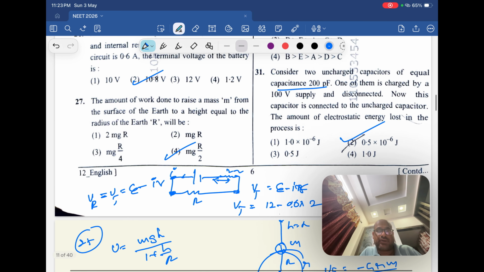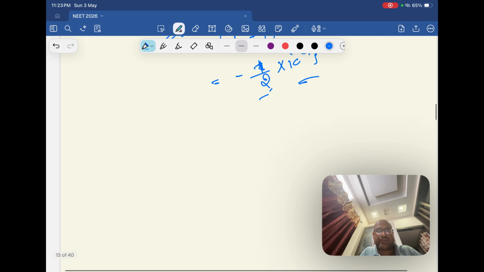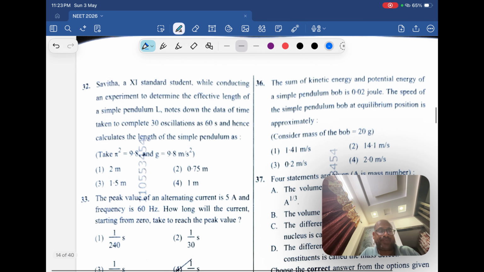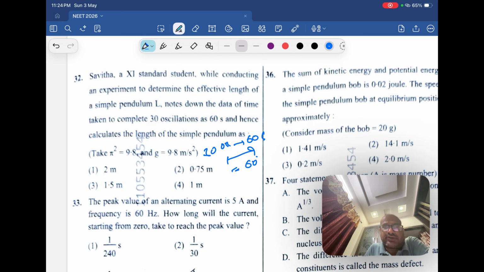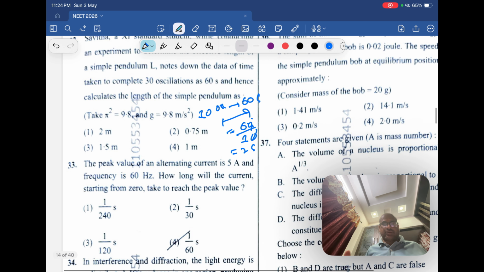Next we have question 31. We must be fast, definitely, in competitive exams. Savita, an 11th standard student, while conducting an experiment, determines the effective length of a simple pendulum, L. She notes down the time taken to complete 30 oscillations as 60 seconds. So 30 oscillations in 60 seconds, one oscillation will be 60 by 30, that is 2 seconds. That means the pendulum is a seconds pendulum. So this is like a board question.